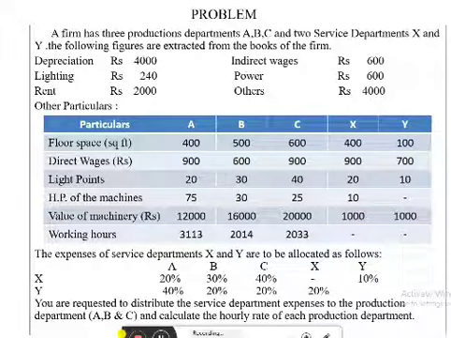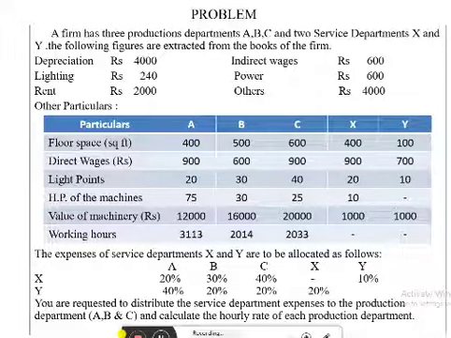So in this problem, they didn't give the ratio, they have given the percentage. For X it is 20% for A, 30% for B, 40% for C and 10% for Y. So X is distributing 100% to all the departments. For Y it is 40% for A, 20% for B, 20% for C and 20% for X. So 100% has been distributed according to the percentage.